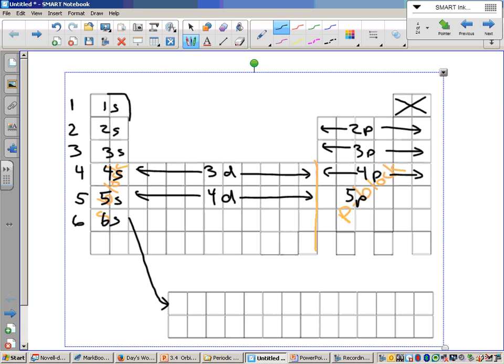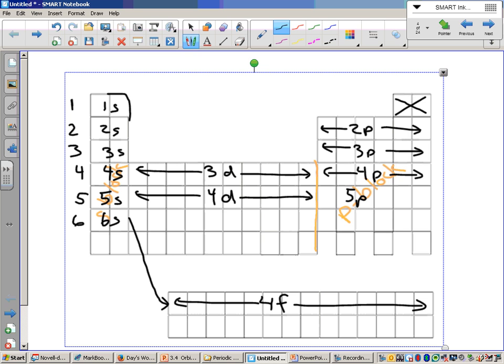Now, I don't know whether you recall from that little funny chart that went across, but after the 6s, we actually fill with a 4f. And that will be 14 across there, because there are 7 f orbitals with 2 electrons in each.